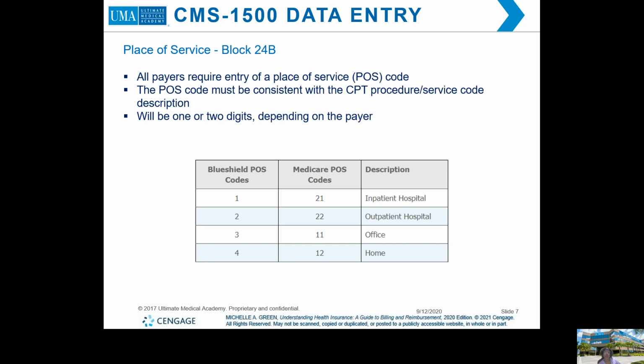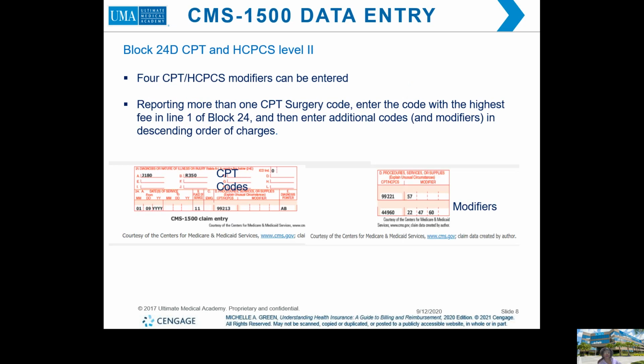So, how about CPT? When we report CPT codes, we want to put the CPT code that's going to give us the highest amount of money reimbursed on the first line. You'll learn that. And then there's also a place where we put our modifiers. And if you can remember, a modifier doesn't change the description of the code. It just gives us some additional information about that particular code.